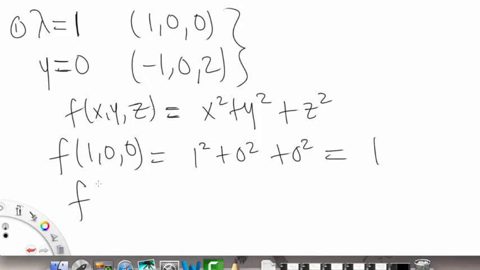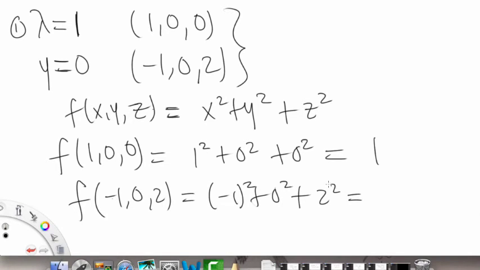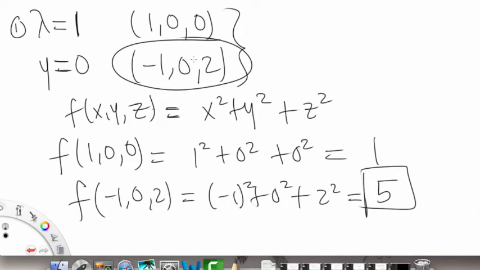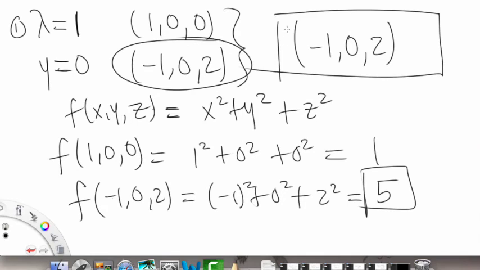And then if we try plugging in the second point, we have negative 1, 0, and 2. That will give us negative 1 squared plus 0 squared plus 2 squared. So that would be 1 plus 4. So that's going to be a 5, which is the larger answer. Therefore, this one must be the final answer. This is the point at which the distance from the origin is maximized, given our two constraint equations.